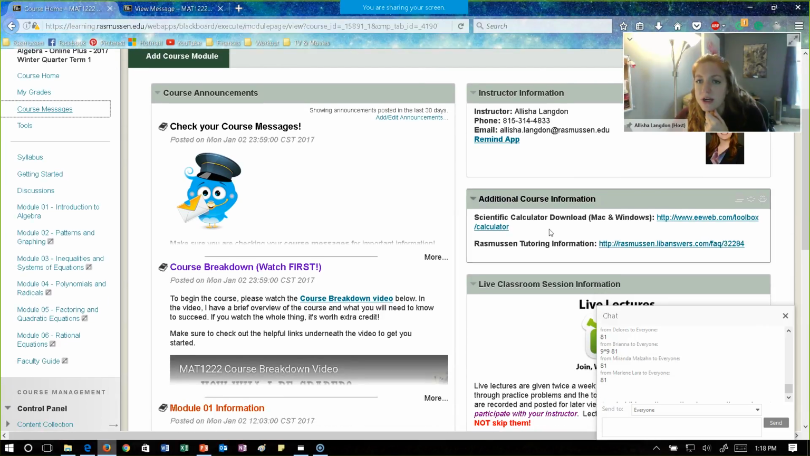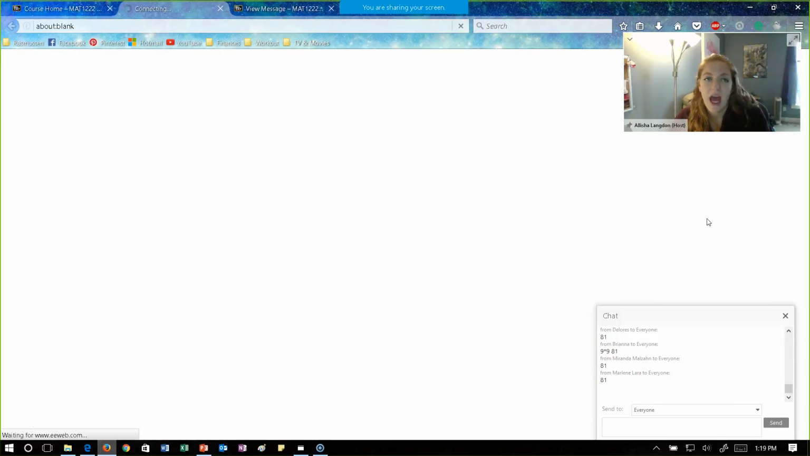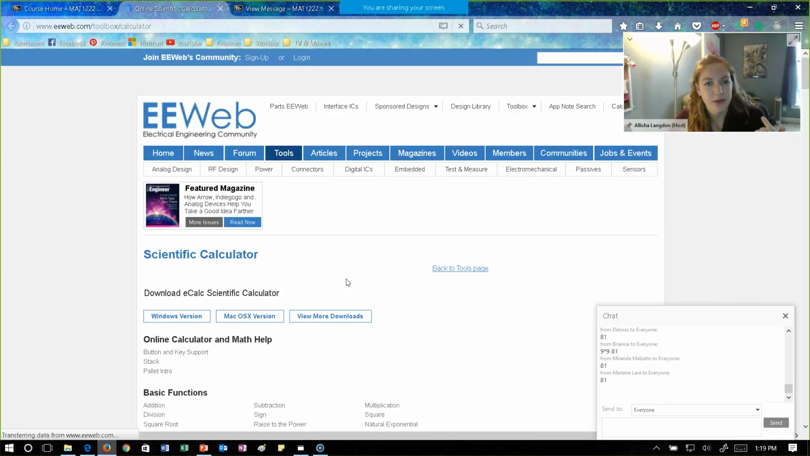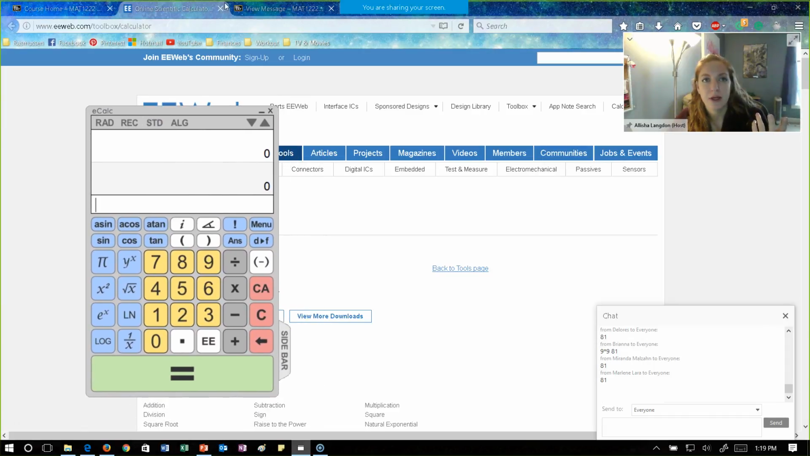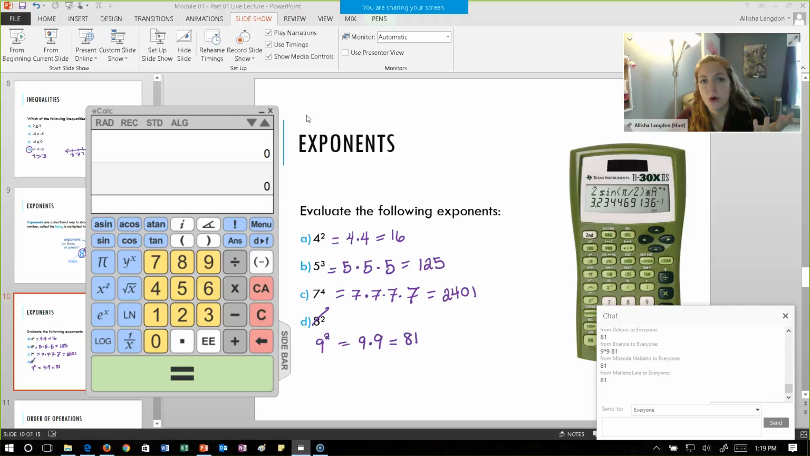If you look over here in the additional course information, I actually give you a download for a free scientific calculator. So if you don't have a scientific calculator, go ahead and go here, and then it'll just be a download for a free calculator. And it works with Mac or PC, so just Windows version or Mac. Download it, and it's going to look like this. It's going to be like a little app that you can use. It's pretty cool. It's pretty sweet.